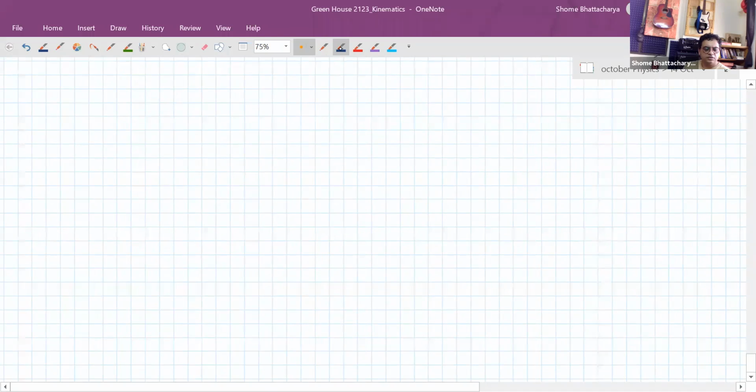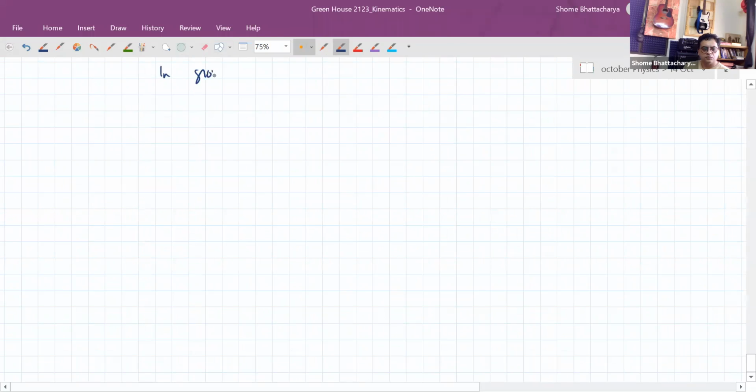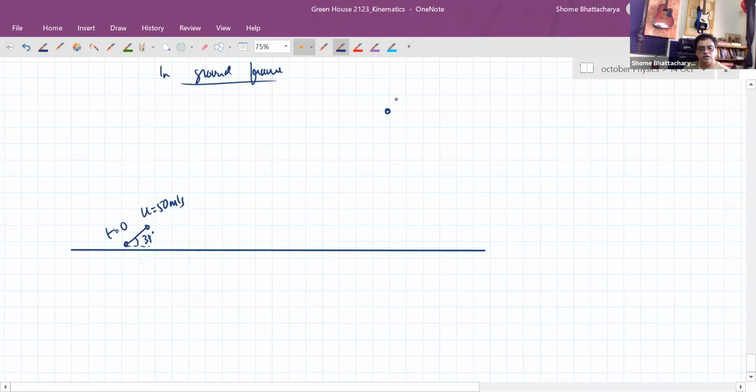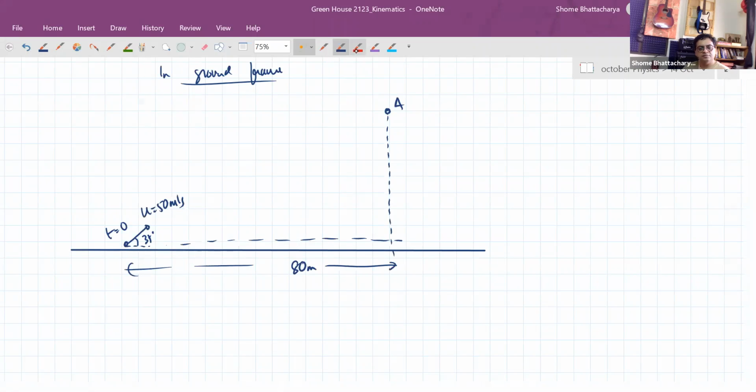Okay, now let's verify this by the ground frame method. In the ground frame, we can see that projectile B is projected at an angle of 37 degrees. If it starts from here at t equal to 0 and A starts from here, because this length is 80 meters, you can see the time at which this projectile crosses this is, let's say, t1.